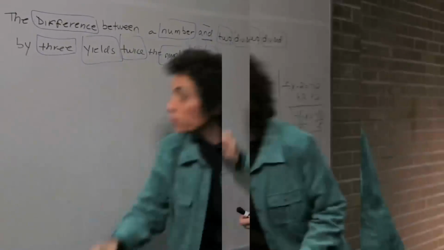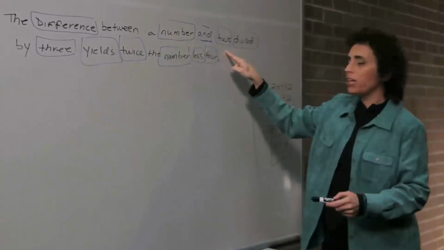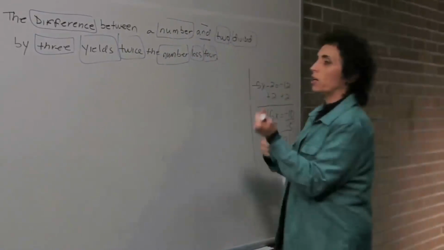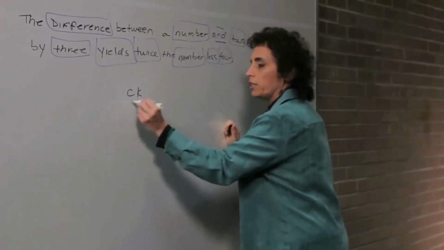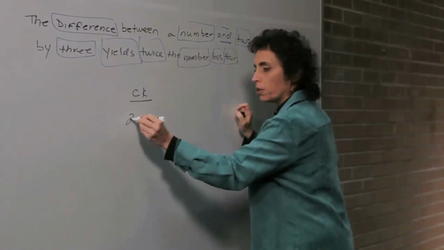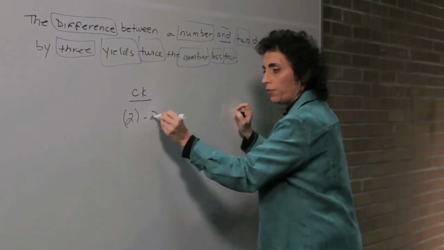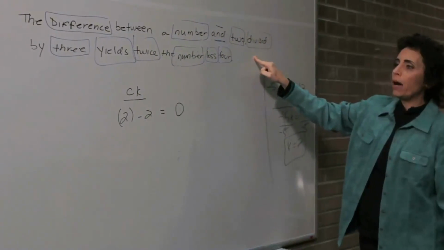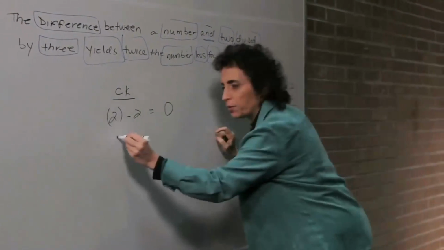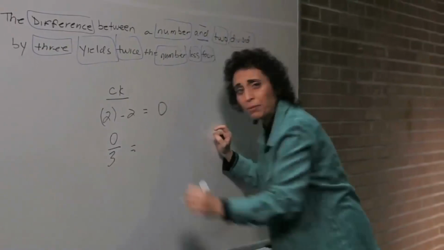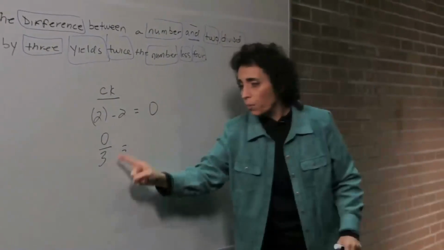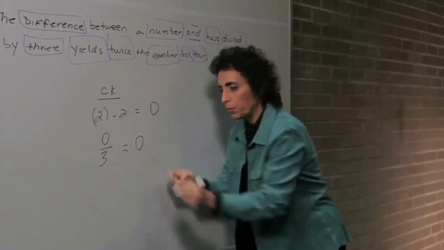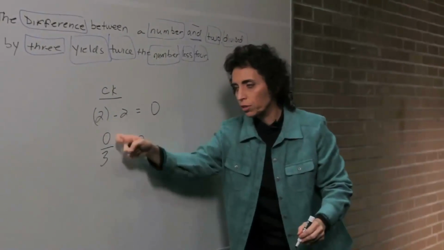Okay, the difference between a number and 2, well, our number is 2, okay? So here's our check. The difference between a number, which is the 2, and 2, that's 0. That's got to be divided by 3. Remember what happens when you divide 0 by any number? You get 0. Remember, here's the check. 0 divided by 3 is 0.